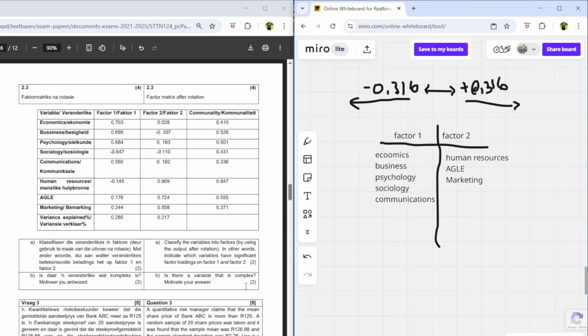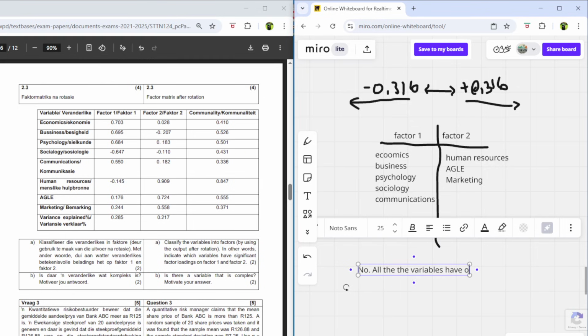This is how you classify them. So they say, is there a variable that is complex? Motivate your answer. No, there are no complex variables. The reason for that is all the variables have only one significant factor loading. So that's how you answer question 2.3b.